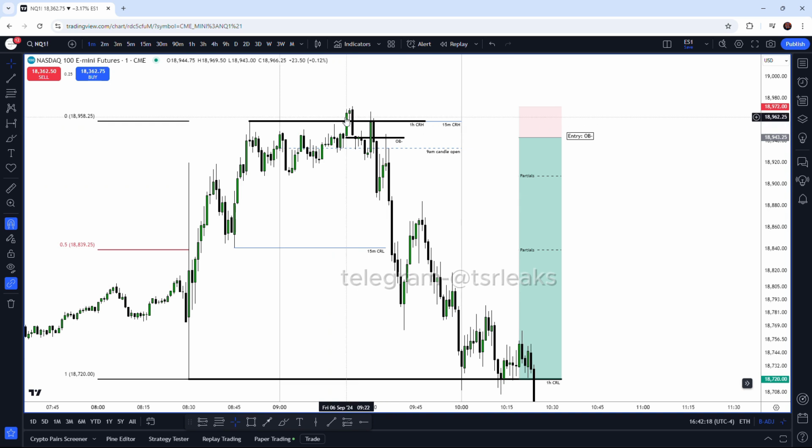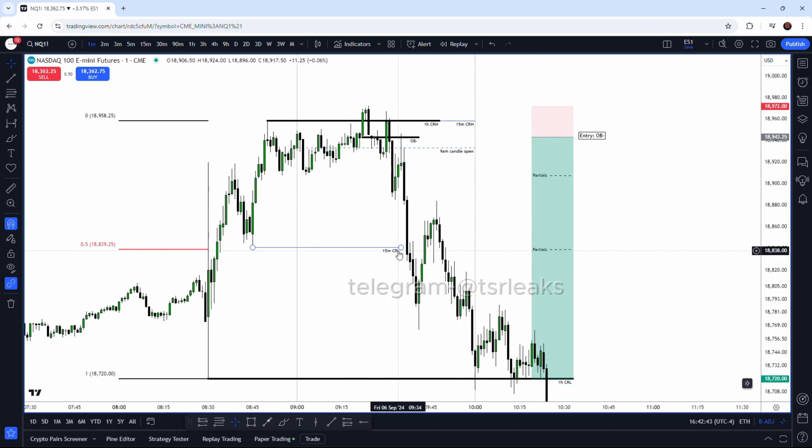My entry fell right in between this order block and this fair value gap, also known as a unicorn entry. That's what ICT calls it. Write this down. A unicorn entry is when a fair value gap is within the order block. When a fair value gap overlaps an order block, that is the unicorn entry.